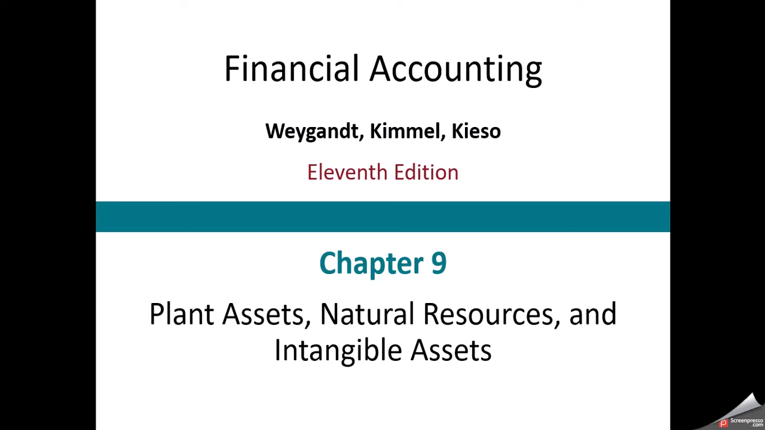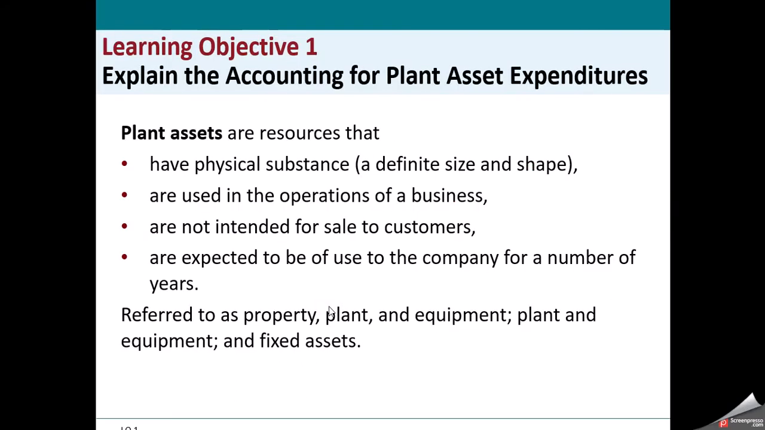Chapter 9 will talk about what I call property, plant, and equipment, as well as other long-term assets. So the first thing is going to talk about the plant assets. Plant assets are something, again, that has a physical substance, like a big piece of equipment, a truck, computers would be office-related plant assets. So they're used in the operations of the business.